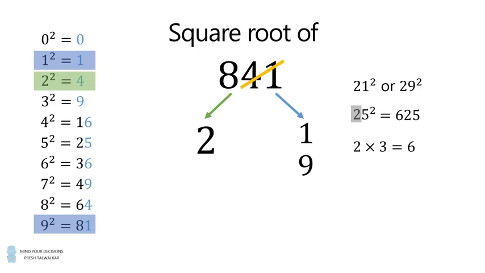Notice 625 is smaller than 841. So 25 squared is too little. So it must actually be the case that 841 is equal to 29 squared. Thus, we take the larger option of 9. So the square root of 841 is equal to 29. This may sound a little complicated, but it'll get easier as we work through more examples.